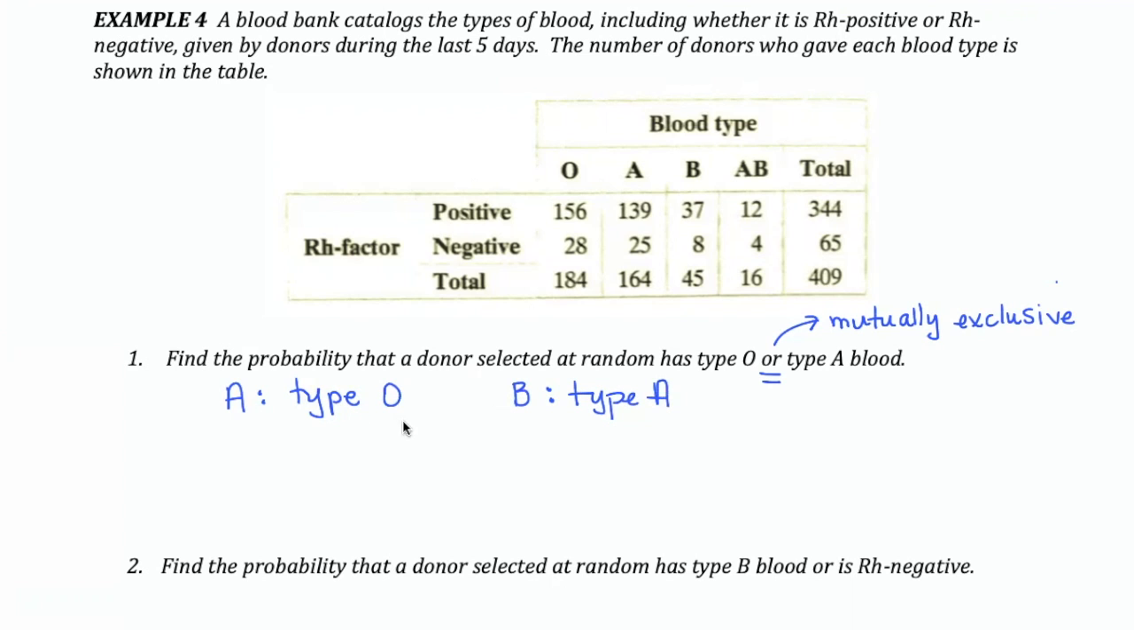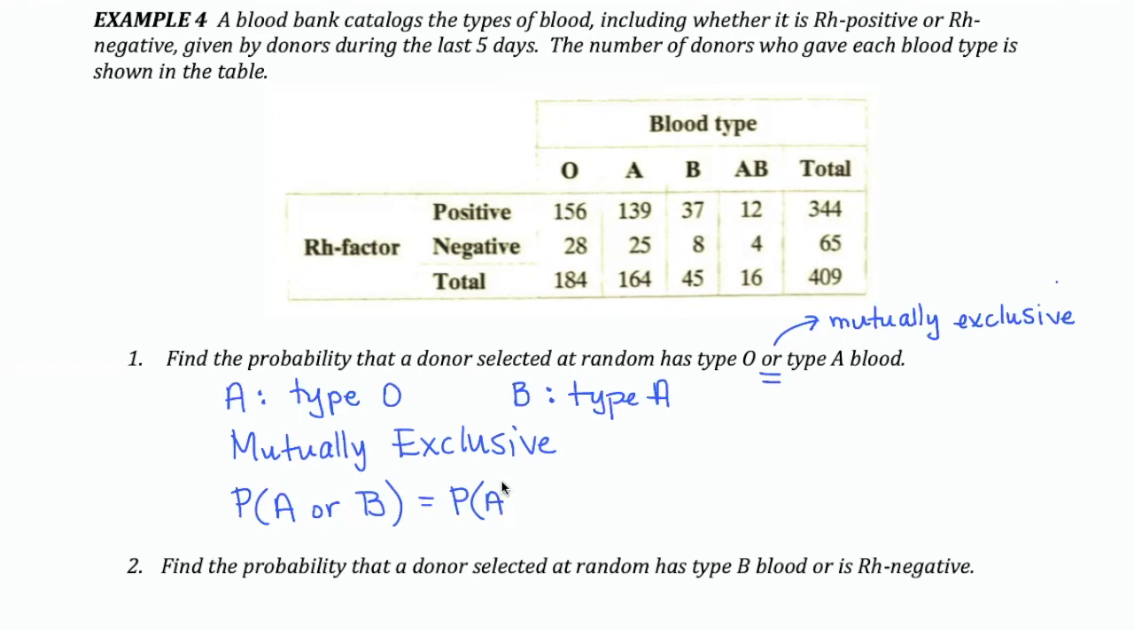If you're type O, you can't be type A blood type. We all have just one single blood type. So therefore, these events are mutually exclusive. So the probability of either A or B happening will be the probability of A plus the probability of B. And again, this A and B are just generic names for the events. I'm not referring to the blood types here. So event A is having a type O blood type.